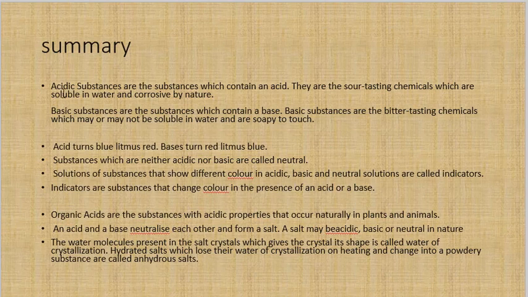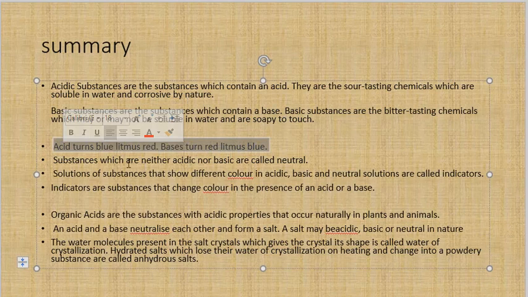So in summary, acidic substances are substances which contain an acid, they are sour tasting and are mostly soluble in water and corrosive by nature. Basic substances contain a base, they are bitter tasting chemicals, may or may not be soluble in water. If soluble in water, they are called alkali and they are soapy to touch. Acid turns blue litmus red, bases turn red litmus blue.